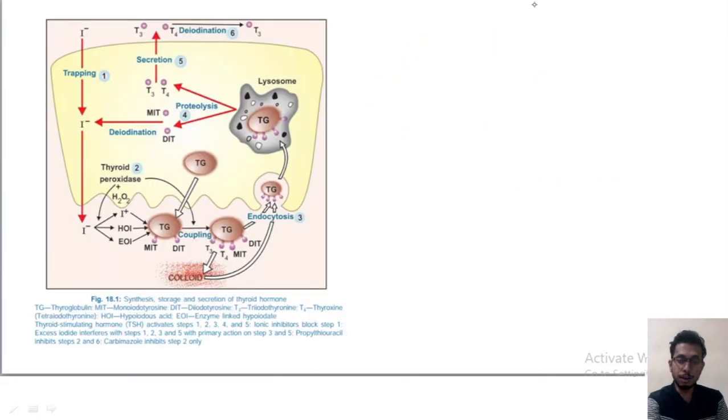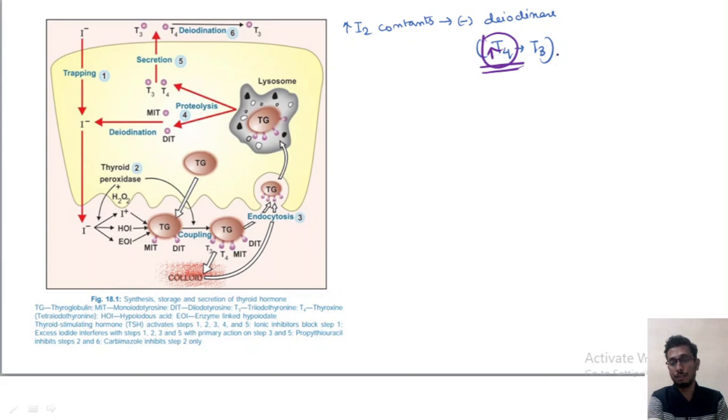Now coming to the detail, what does amiodarone do? It increases, first of all, the iodine level. This iodine itself inhibits the deiodinase enzyme, which is responsible for peripheral conversion of T4 to T3. As a result, what happens? Peripherally T4 level rises and free T3 decreases.